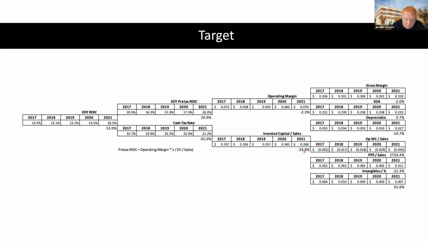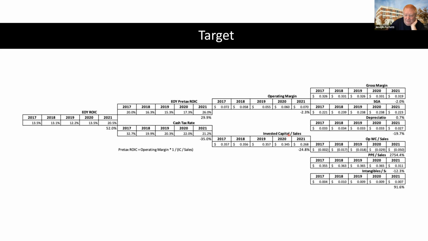Second level analysis. Why did the margin go from 7.2 to 7? Well, their gross margin went from 32.6 to 31.9, down by 0.007. Their SG&A went from 22.1 to 22.3. It barely went up by 0.002. And depreciation went from 3.3 to 2.7. That would have benefited the operating margin. So basically they saved 0.6% in depreciation and spent 0.002 on SG&A. So really the operating margin decline was the decline of the gross margin, 32.6 to 31.9.